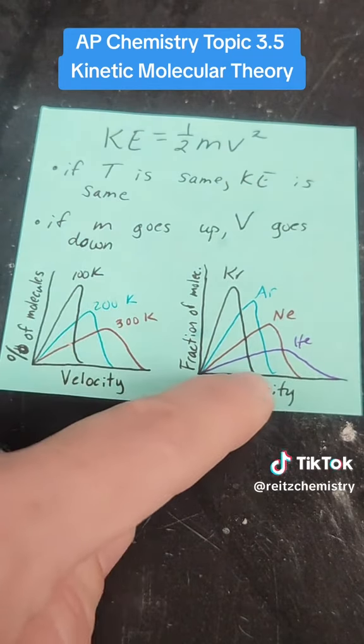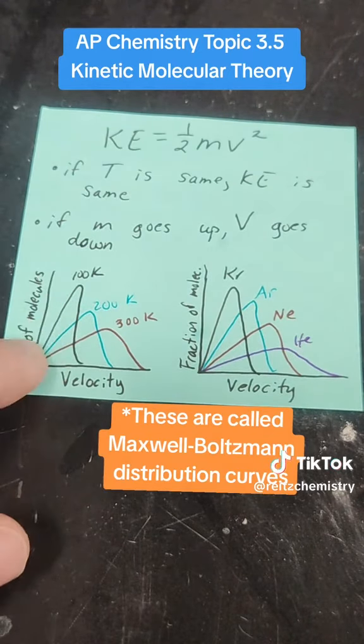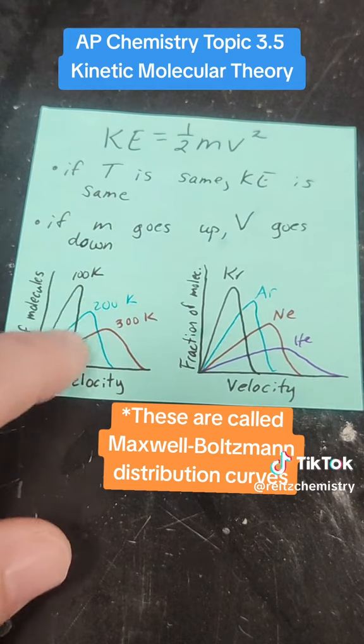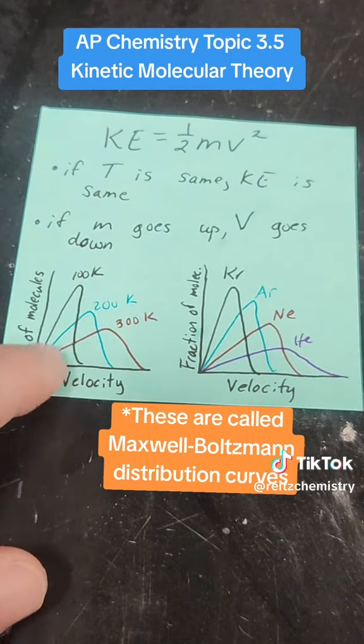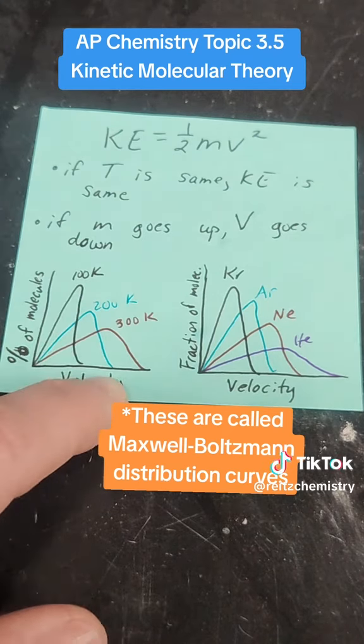So we can look at this equation in terms of two different graphs. So first of all, if this is the percent of molecules or the fraction of molecules or whatever you want to say, as your temperature increases, your velocity would increase for the molecules or the particles.